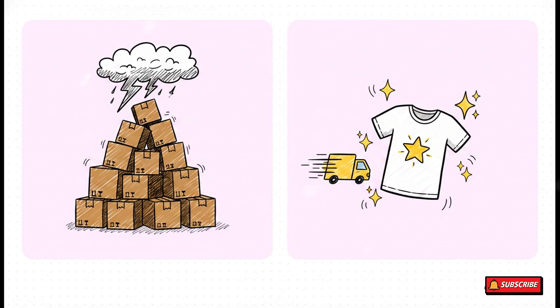But with print on demand, products are made to order. A blank t-shirt doesn't even get printed until a customer has already paid you for it. You have third-party fulfillment and zero upfront stock. It's a complete 180 from the heavy, risky burden of old-school retail to this incredible, lightweight agility. You literally only pay for a product after you've already made the sale.